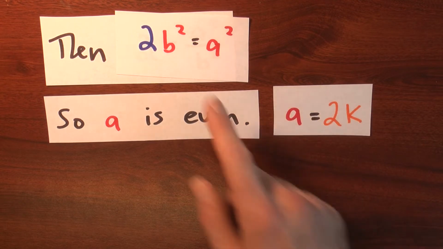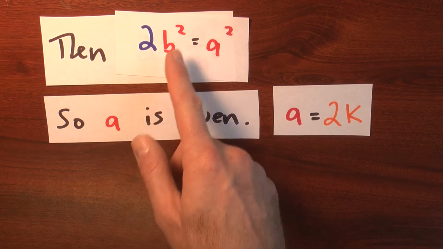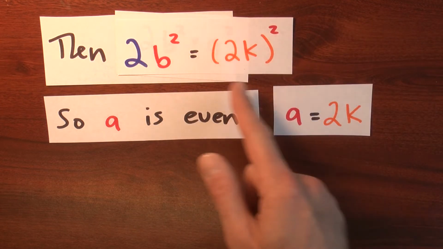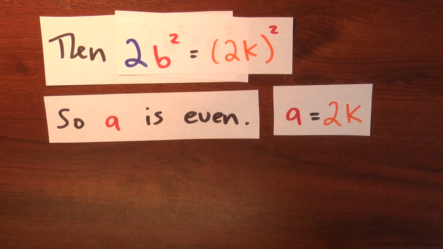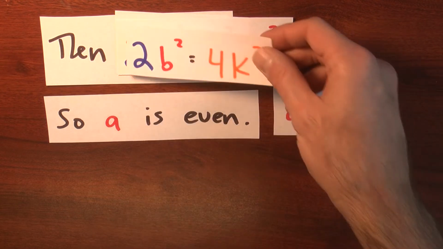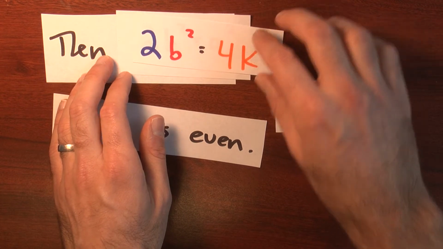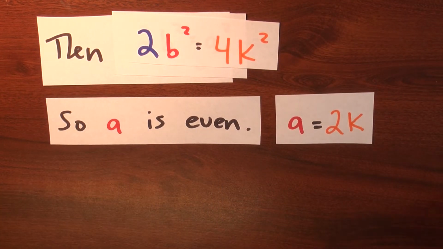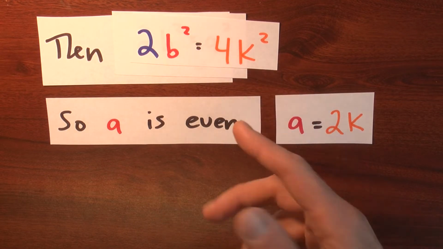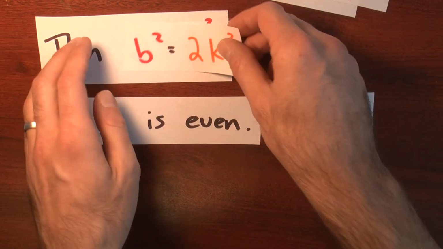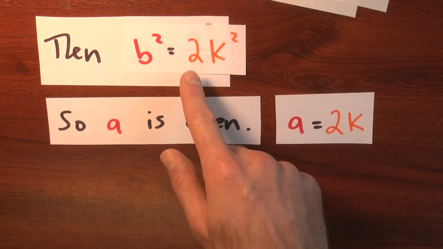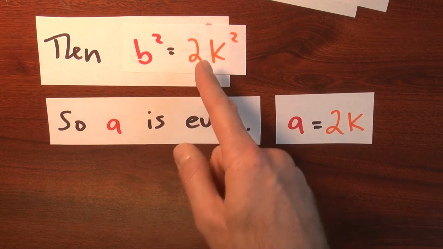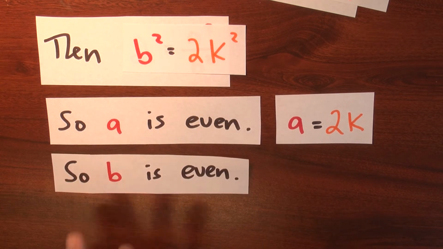Now I can plug this fact back into here, right? Instead of saying 2b squared is a squared, I can say that 2b squared is now a, which is 2 times an integer, squared. And if I expand that out, I get that 2b squared is 4k squared. Now if I divide both sides of this by 2, then I get that b squared is 2k squared. And what does that mean about b? Well, that means that b is also a multiple of 2. That means that b is even.